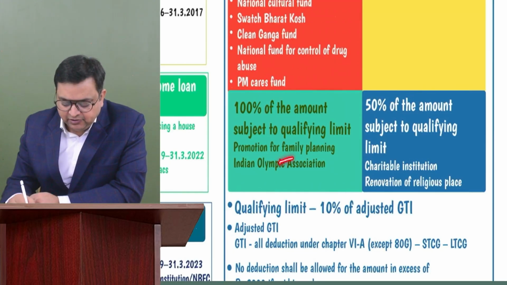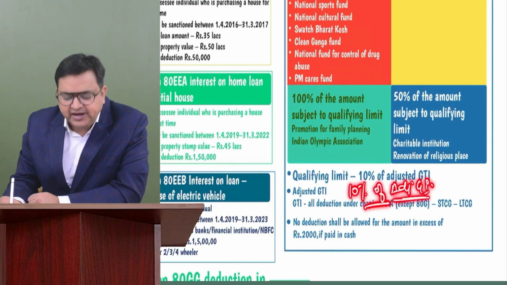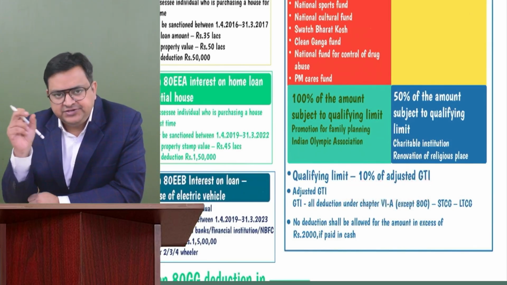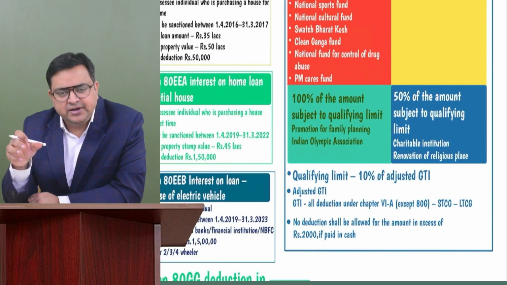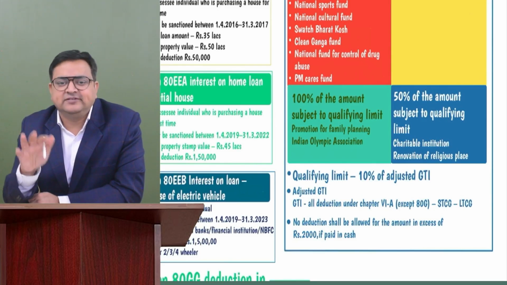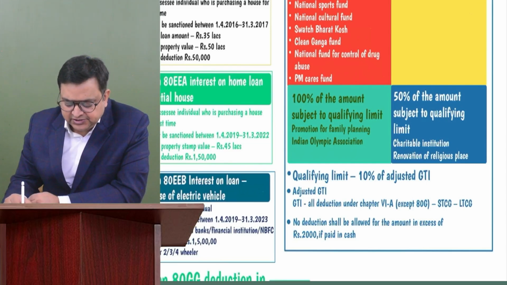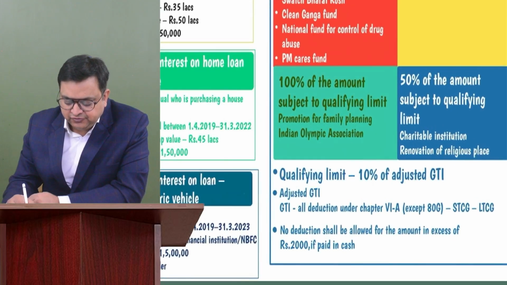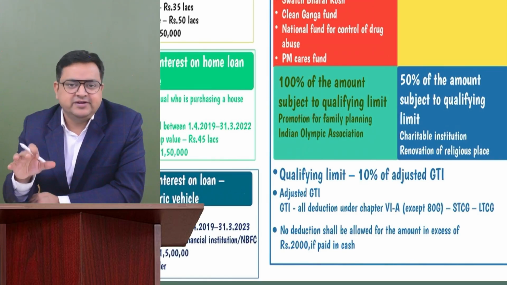How will you get the qualifying limit? Qualifying limit is actually 10% of adjusted GTI. And how will you get the adjusted GTI? You have to take GTI minus long-term capital gain, minus 111A, minus 112A, minus all deductions from 80C to 80U except 80G. You will get adjusted GTI. So 10% of that is the qualifying limit. So here it should be 100% of the amount donated or 100% of the qualifying limit, whichever is lower.